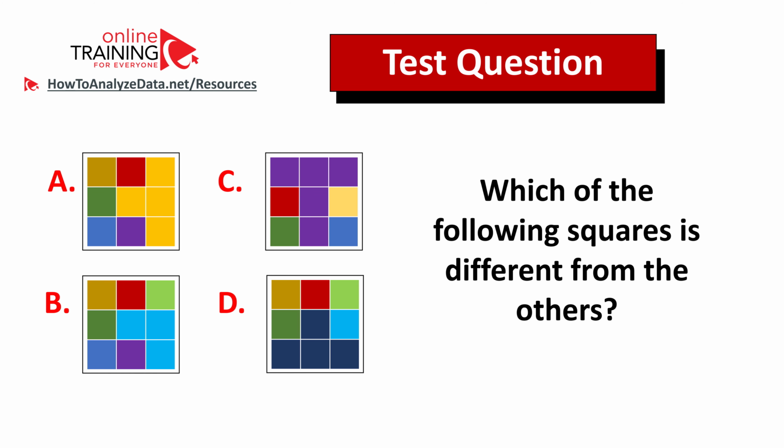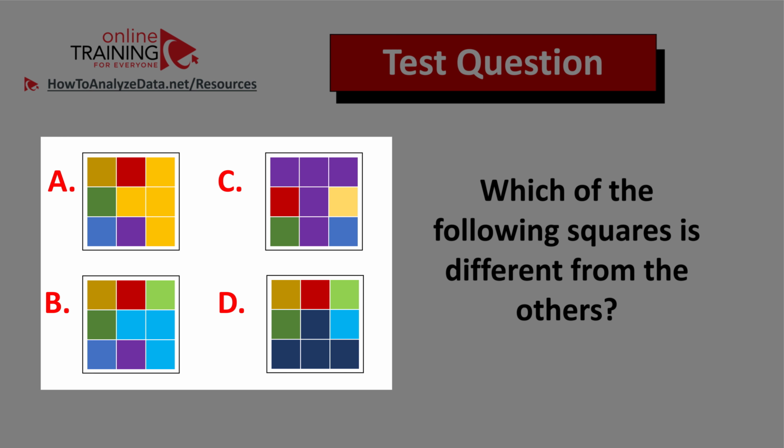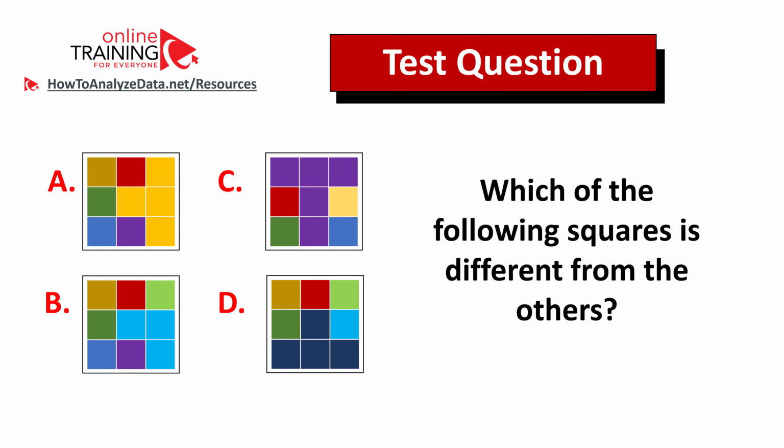Let's look at the interesting question which tests your pattern recognition and analytical skills. Which of the following squares is different from the others? You're presented with 4 squares, each square containing 9 small squares inside of different colors. You have 4 different choices to choose from: A, B, C, and D. All look kind of similar, but one of them is substantially different. Do you see the answer?